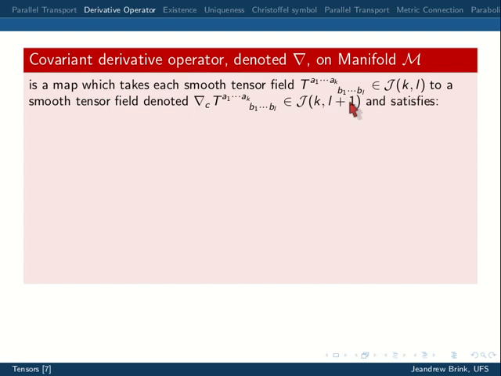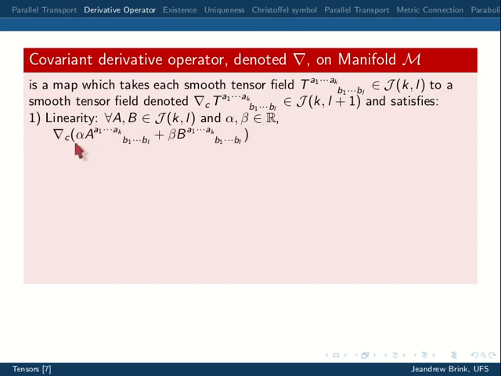Okay, and these are the minimum properties it has to satisfy in order to be a derivative operator. The first thing is it's got to be linear. In other words, if you have two tensors A and B of the same type, and you have alpha and beta in R, then the covariant derivative operator applied to the linear combination of those tensors is just alpha times the derivative operator applied to the first tensor plus beta times the derivative operator applied to the second tensor.